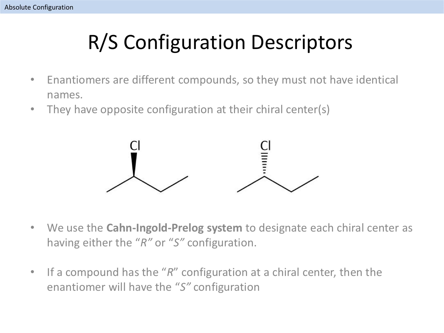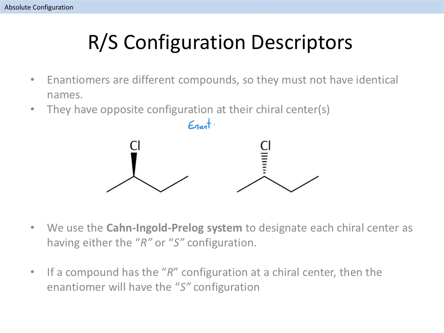For example, consider the two molecules shown on the slide. The first molecule has the chlorine atom on a wedge bond, indicating it is coming out of the plane towards us. The second molecule has the chlorine atom on a dashed bond, indicating it is going into the plane away from us. These two molecules are enantiomers because they have opposite configurations at their chiral centers.